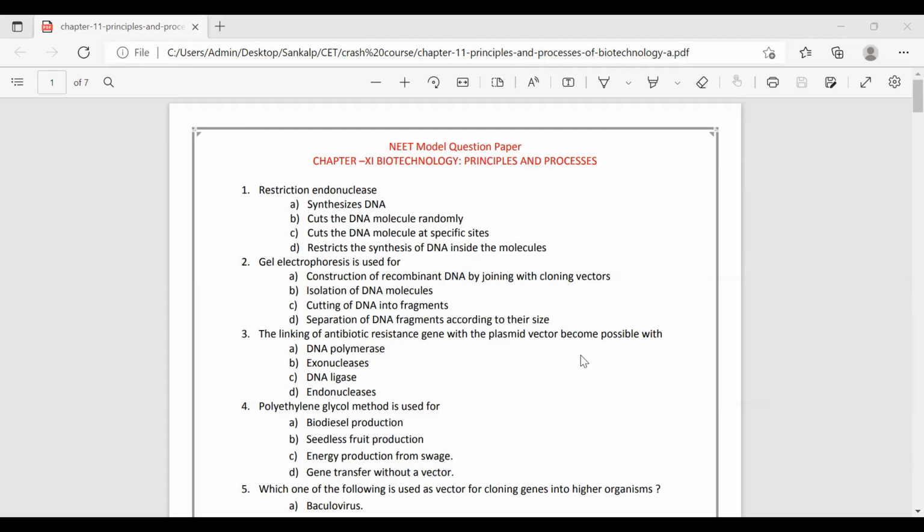Option C, C, C. Okay. Sorry, C, DNA ligase, linking of, okay. So the third answer is option C, that is DNA ligase. All of you gave the right answer.